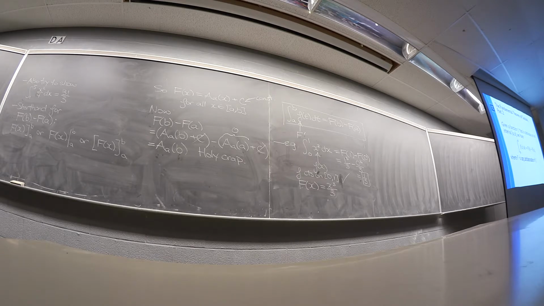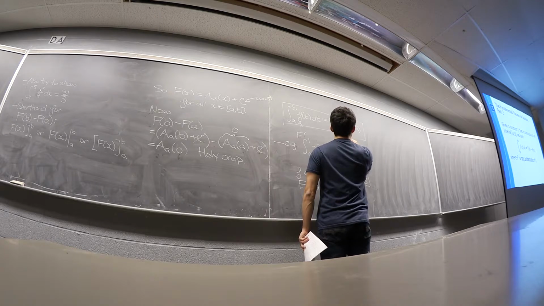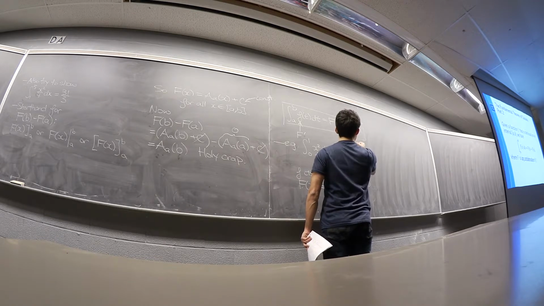Okay, so for example, instead of this, you could have just written x cubed over 3, 1, 0.